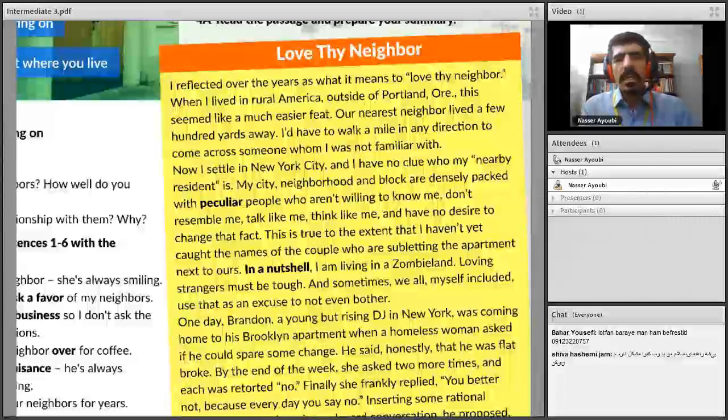Now I settle in New York City and I have no clue who my nearby resident is. Now I live in New York City and I have no clue. I have no idea who my nearby resident is. Nearby resident is someone who lives next door, your neighbor. In New York City, people don't know who is living near their apartments, houses.